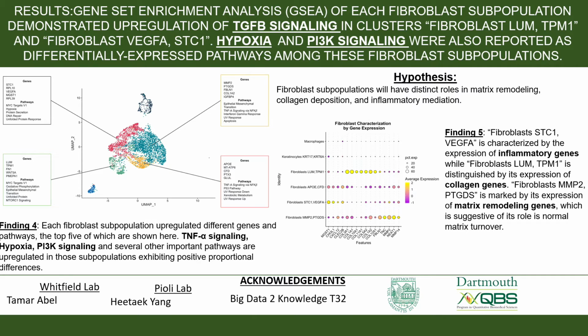And we found that TNF alpha signaling, hypoxia, and PI3 kinase signaling, which are important in fibrosis, exhibited positive proportional differences in SSC compared to healthy control. And finally, the fibroblast STC1 VEGF-A cluster exhibited a high proportion of expression of inflammatory genes. In the LUM TPM1 cluster, there was a high proportion of collagen genes expressed. And finally, in MMP2 PTGDX, the matrix remodeling genes were highly upregulated in this cluster.